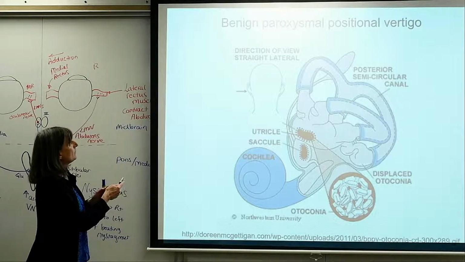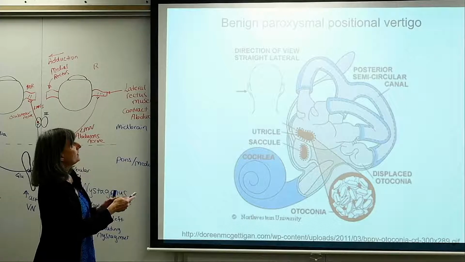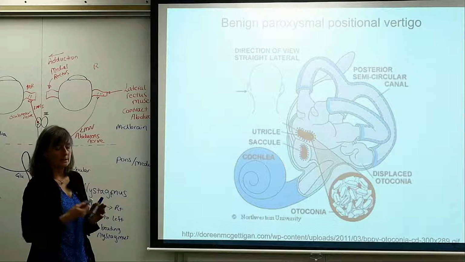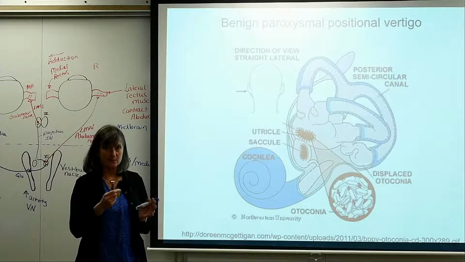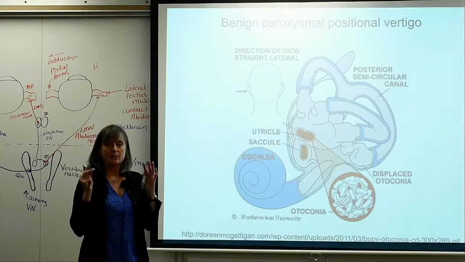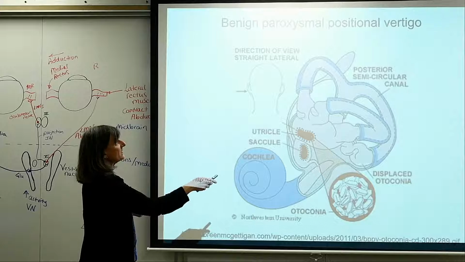And this is called benign just because it usually does resolve itself. Paroxysmal, so it kind of comes in waves. Positional, because it's dependent on different positions of your head. So when mine came loose, it was if I tilted my head back, but if I held my head straight forward, I was fine. And then vertigo is just dizziness.